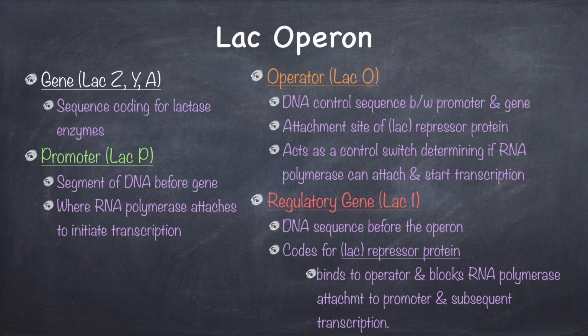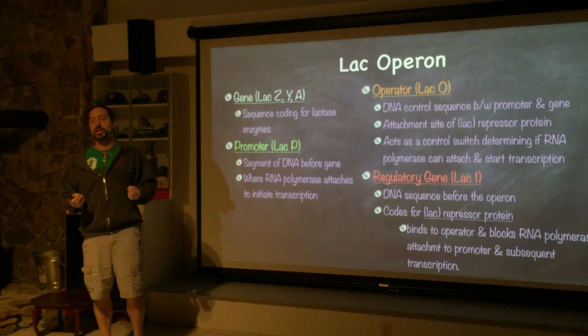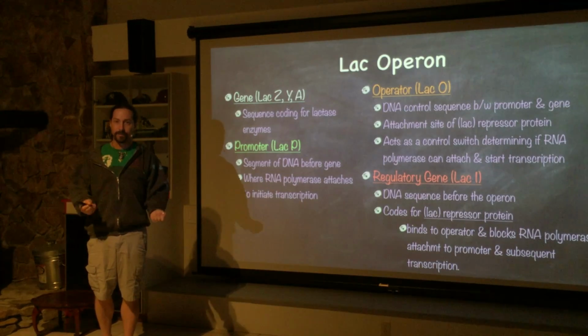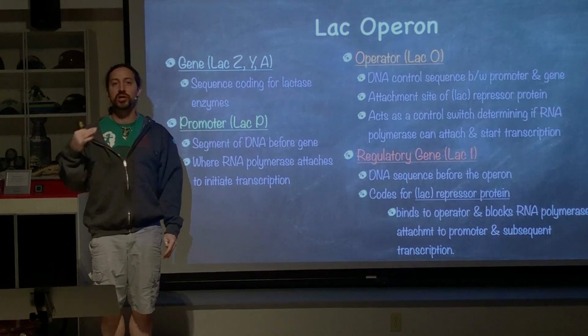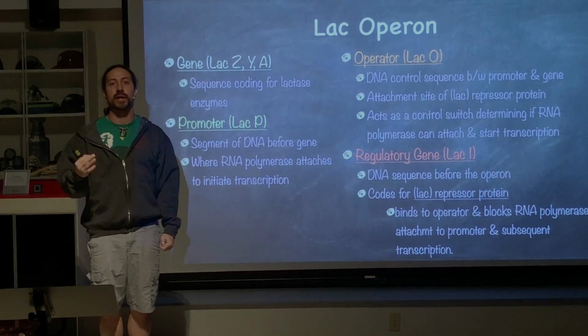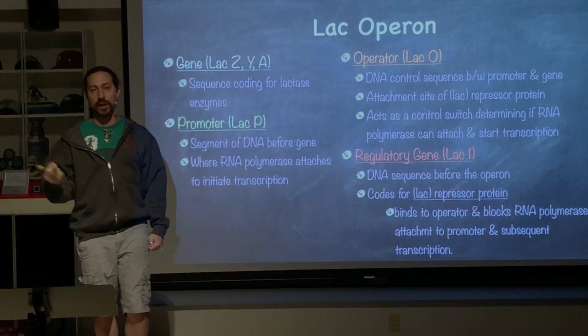Here are the different parts to it. We have the genes LAC-Z, LAC-Y, LAC-A. They are going to code for the different enzymes. You have the promoter, which is LAC-P, the operator, which is LAC-O, and our regulatory gene, LAC-I. Each part performs a specific function to make sure that those genes are not expressed when lactose is not present.